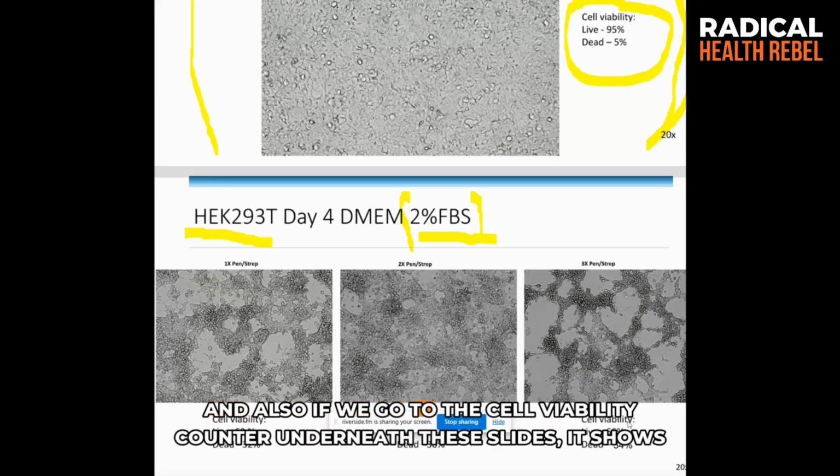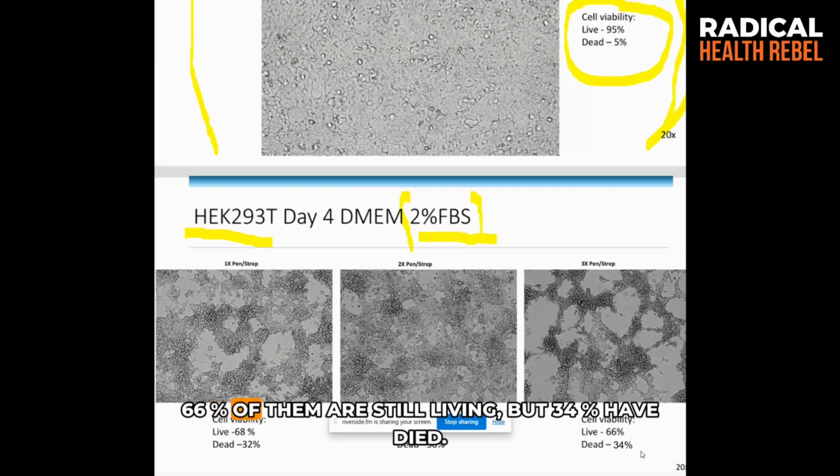And also, if we go to the cell viability counter underneath these slides, it shows that 66% of them are still living, but 34% have died. So a third of those cells in just 4 days have died without the possibility of a pathogen being in there.